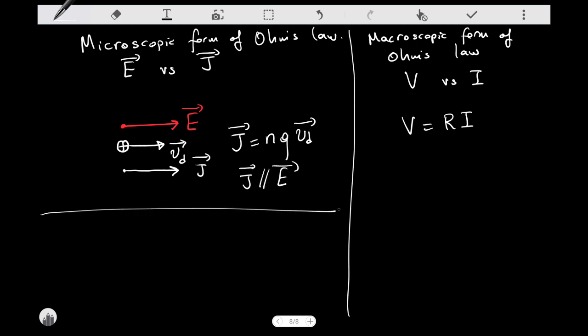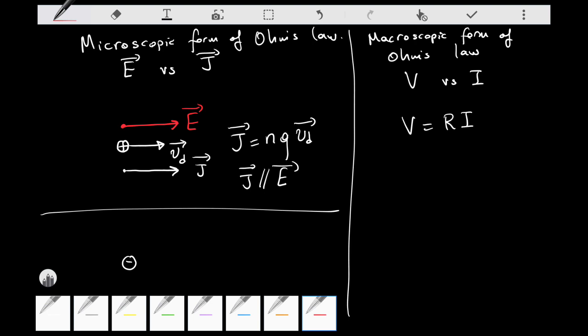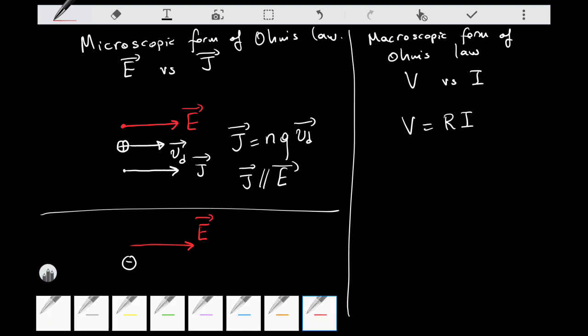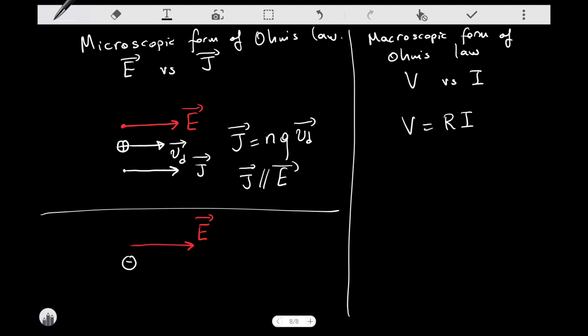What happens if there are negative charge carriers? So there's a negative charge carrier. I'm going to draw the electric field also in the same direction. So I'm considering the same situation. Okay, but now we have a negative charge carrier. We have said that the electric force on the negative charge carriers is in the opposite direction. Therefore, they are going to drift in the backward direction. So the drift velocity for negative carriers is in the backward direction.